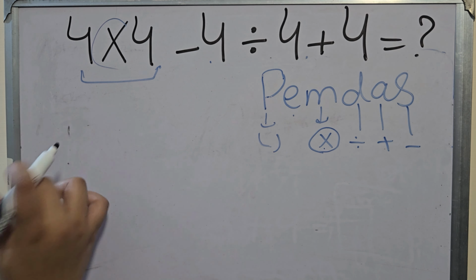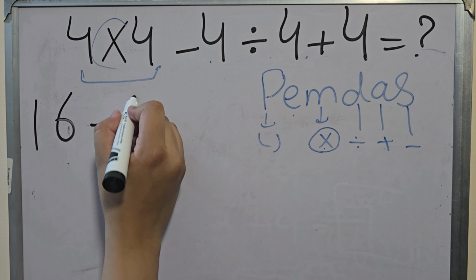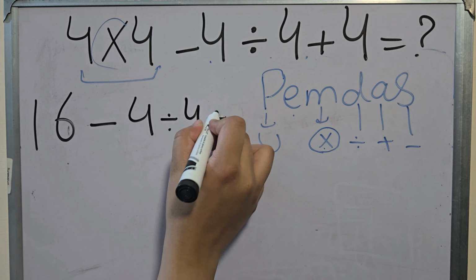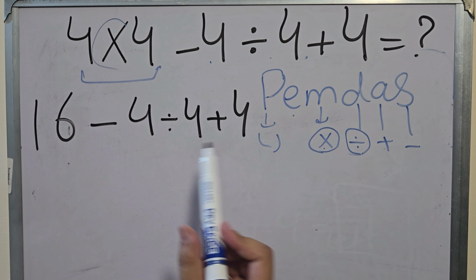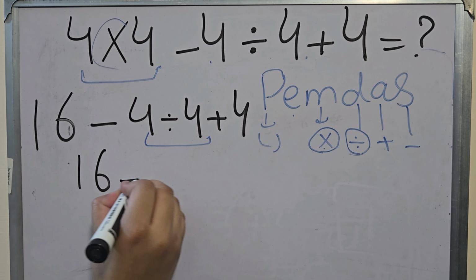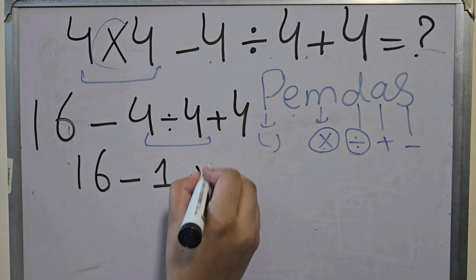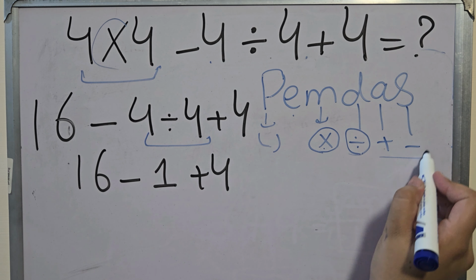We will multiply 4 multiplied by 4, which is 16, minus 4 divided by 4 plus 4. Now after multiplication in PEMDAS, there is the division here, which is 4 divided by 4, which comes to 1. Now the equation will become 16 minus 1 plus 4.